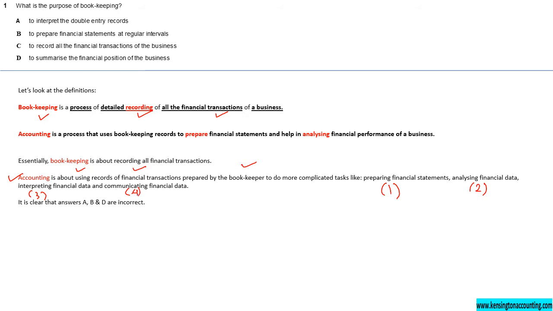Now, based on these definitions, let's go to our questions. Item A is talking about interpreting. Okay, that's accounting, therefore that's an incorrect answer. B, preparation of financial statements, that's also accounting, therefore it's an incorrect answer. C, recording of financial transactions, that's okay, that's bookkeeping. D, summarize financial position. Summarizing financial position is very similar to preparation of financial statements. This is a function of accounting, therefore it's an incorrect answer. Therefore the correct answer is C.